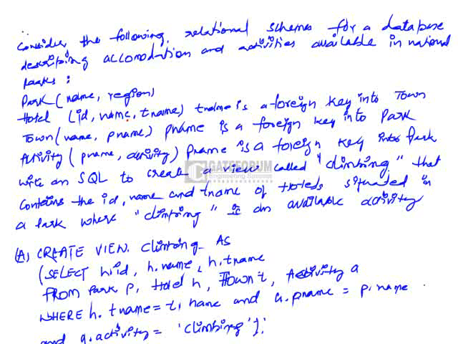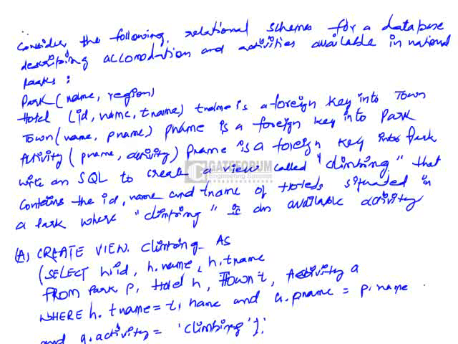That means a foreign key is nothing but a column of a table which is referring to the primary key of another table. So here tname is referring to the primary key of table town, and pname in table town is a foreign key into park. So here pname is nothing but the name of a park, and it is referring to the primary key name in table park.